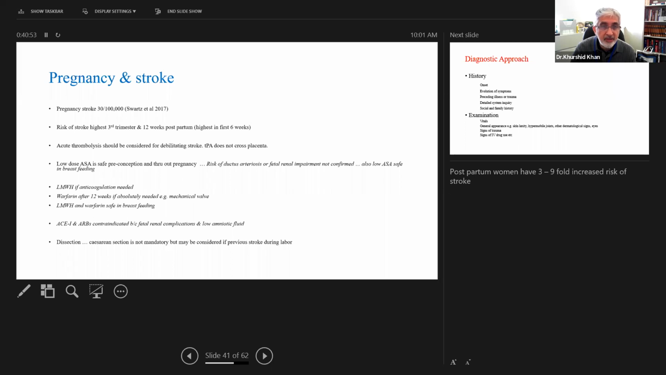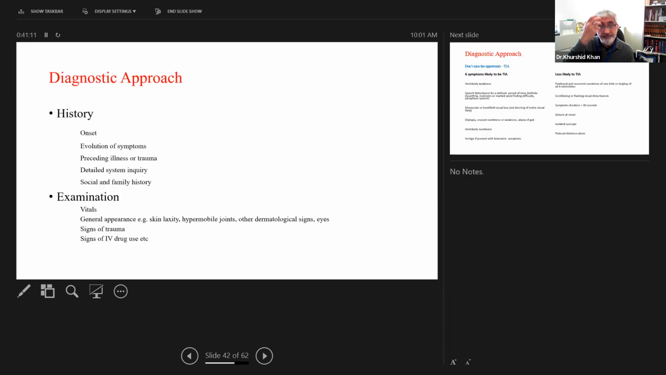For prophylaxis during pregnancy, low-dose aspirin is safe. If anticoagulation is indicated, then low molecular weight heparin would be used. So diagnostic approach. It depends on a very detailed history. One should get a clear idea about the onset, evolution of the symptoms, what was the preceding illness, or if there was any, or trauma, detailed systemic inquiry about if there is a weight loss, systemic symptoms that the person has been experiencing, and also social history about the risk factors, smoking, recreational drug use, alcohol, for example, and a family history of young stroke.